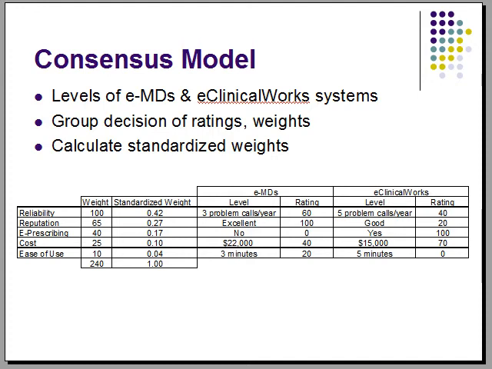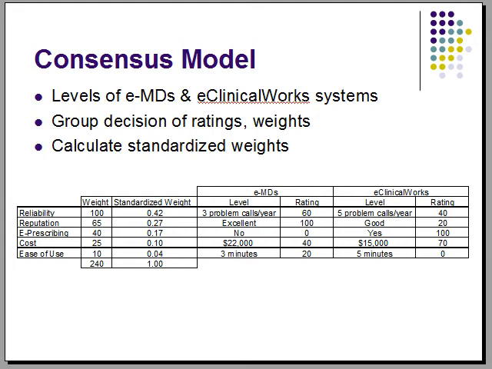We discussed what each vendor had to offer in their system. For instance, EMDs experienced an average of 3 problem calls per year, and eClinicalWorks experienced 5 problem calls per year. Sitting in a group, I asked each expert to write down a rating on a piece of paper for reliability. I asked, what would you rate the EMD system, which has 3 problem calls per year? We decided on a rating of 60. For eClinicalWorks, the group determined a rating of 40 for 5 problem calls per year. We did this for each attribute and obtained a group rating for each attribute.